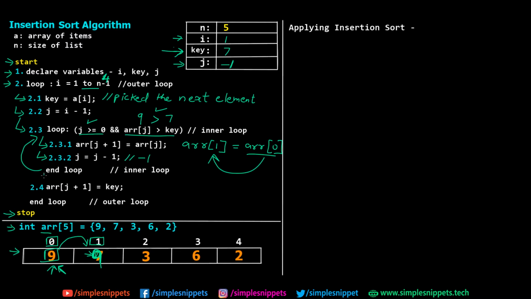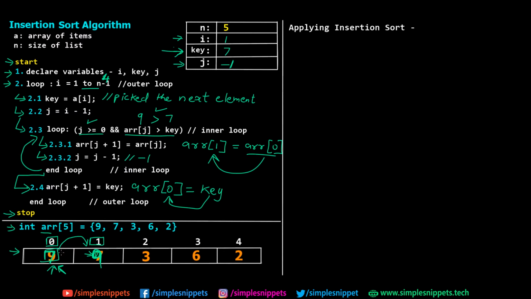So we will come from this inner loop to this last step 2.4, and here we are saying ARR of j plus 1 equals to key. Now what is the value of j? Minus 1. So when you say minus 1 plus 1, we get ARR of 0. So at ARR of 0, we are storing the key value. Now remember, the key value is 7. So 7 is stored at ARR of 0. So this will be 7 over here. So I hope you're understanding what is happening. We just swapped 9 and 7.